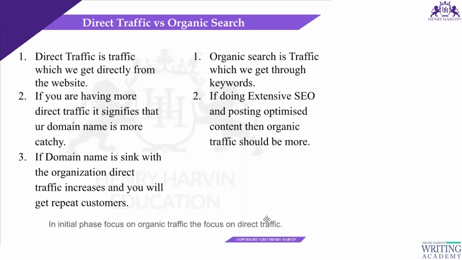If the domain is in sync with the organization, direct traffic increases and you will get repeated customers. Obviously, if Amazon is the brand name and Amazon.com is the domain name, both have to be in sync to get you more traffic. Organic search is traffic which we get through keywords. If you do extensive SEO and post optimized content, then your organic traffic should be more. Organic traffic is when you're not paying for it, when you're doing a lot of work using more and more keywords, you tend to get more visits to your website without having to pay for it.